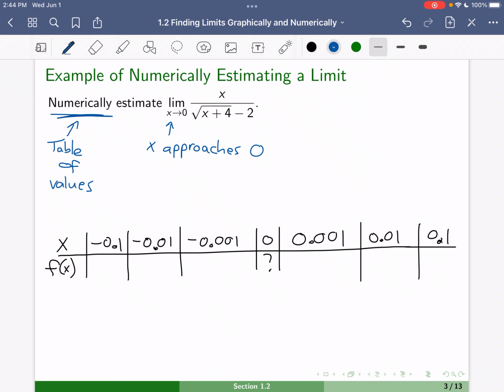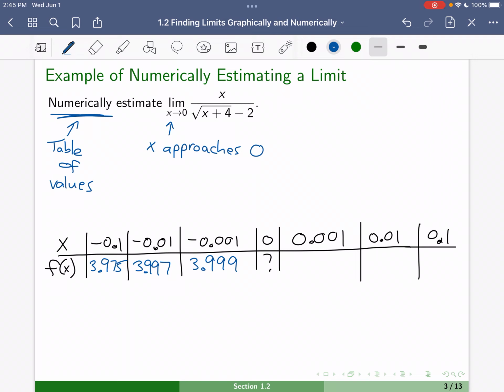And so if we were to plug in negative 0.1, we plug that into this function, right? We replace every single value of x here with negative 0.1. Then we would get something like 3.975. If we plug in negative 0.01, we'll get something like 3.997. And then we would get 3.999 if we go negative 0.001.